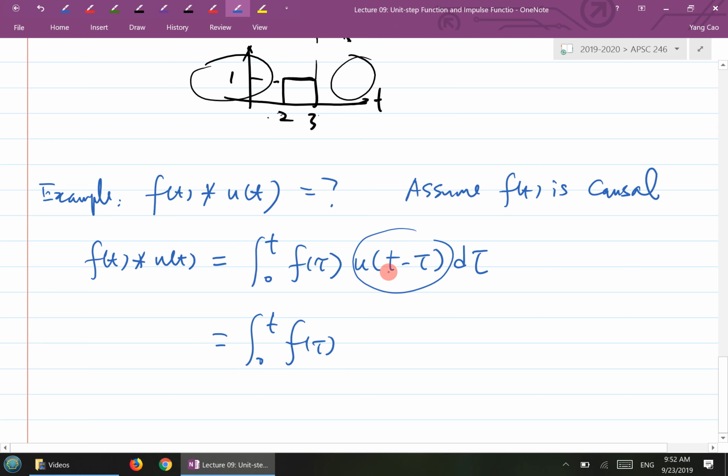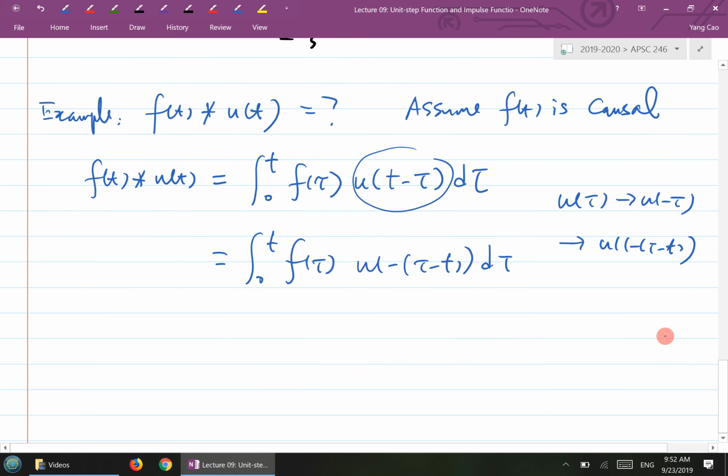Now graphing this one, the steps are basically to graph u of tau, then graph u of negative tau, and then graph u of negative tau minus t. Right. Now that's the graphical approach steps, from here to here, and then from here to here. If I try the graphical approach as I show here, as what we did.